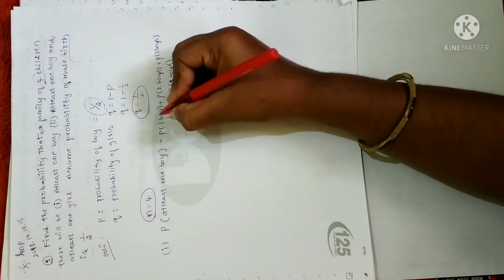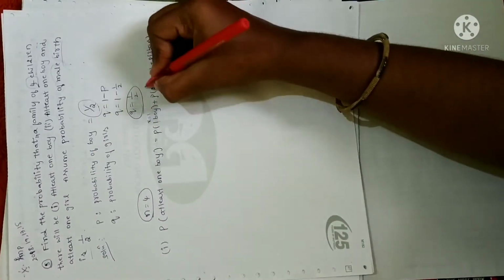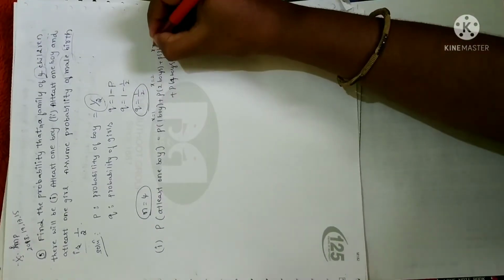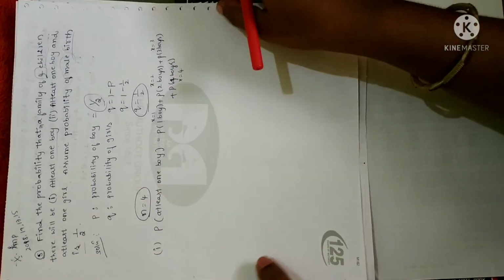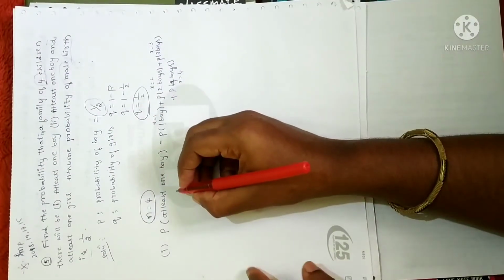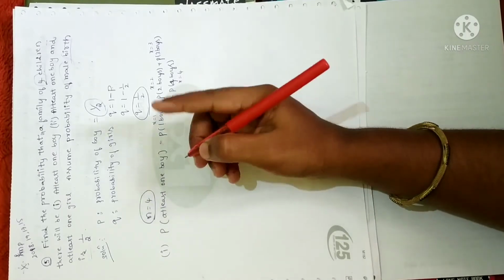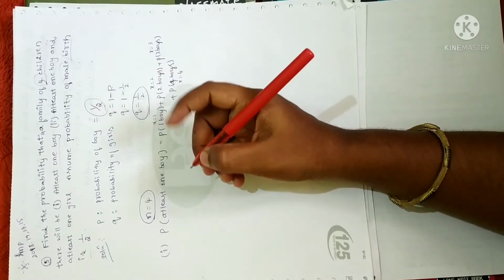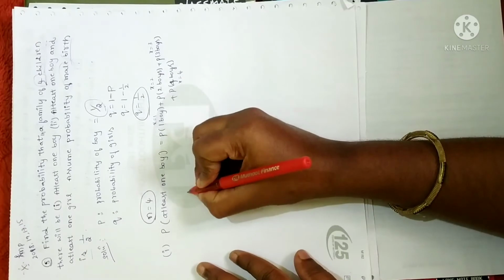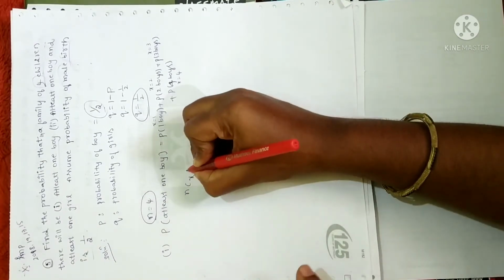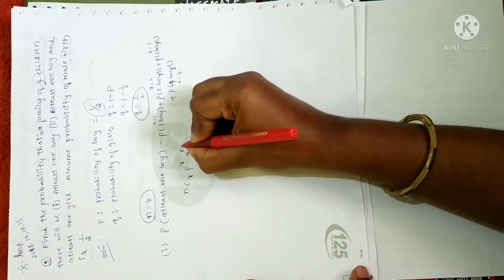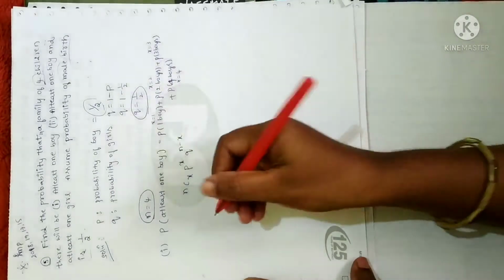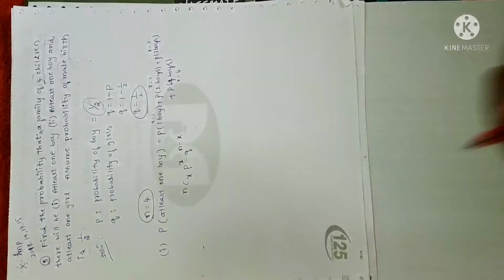Now 1 boy means the x value will be 1, 2 boys means x will be 2, here x will be 3, and similarly x will be equal to 4. Now write down the formula from the binomial distribution. The same formula you have to write each time. So the formula is given by nCx into p power of x into q power of n minus x. I'll just do it directly.